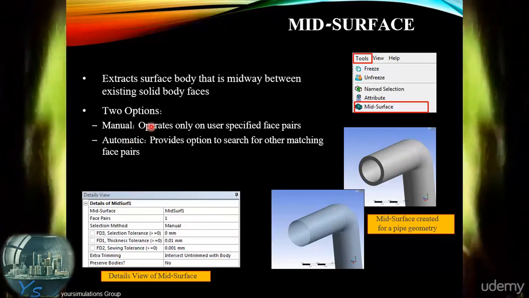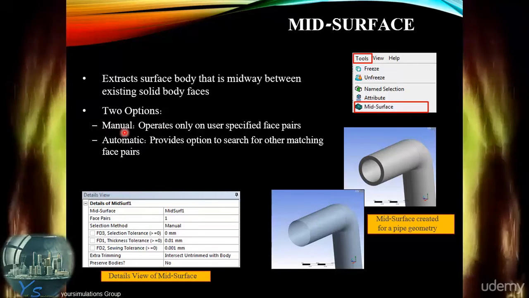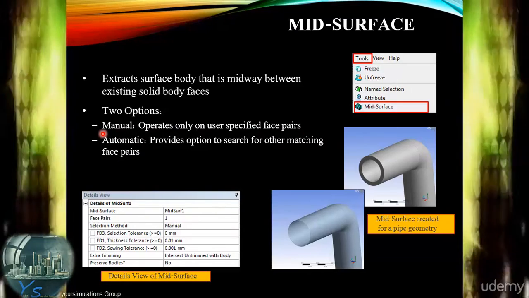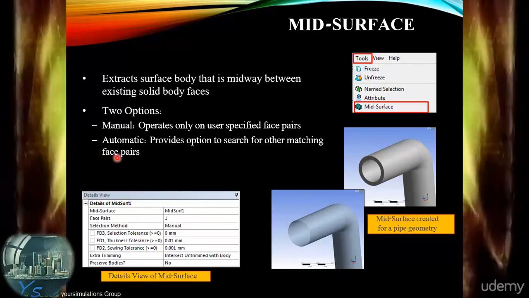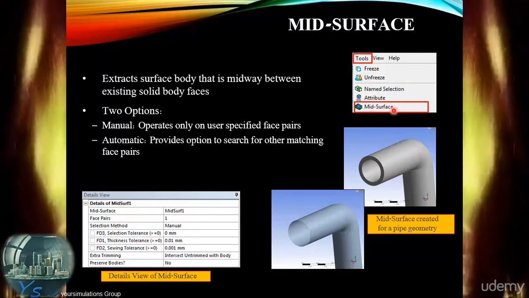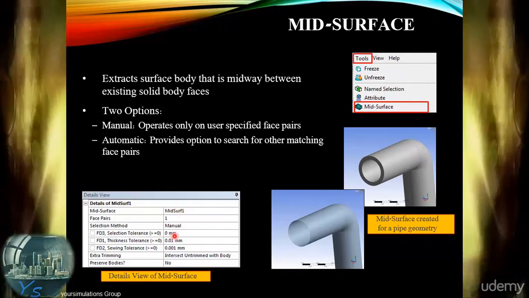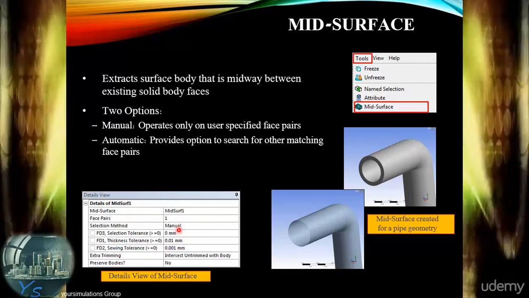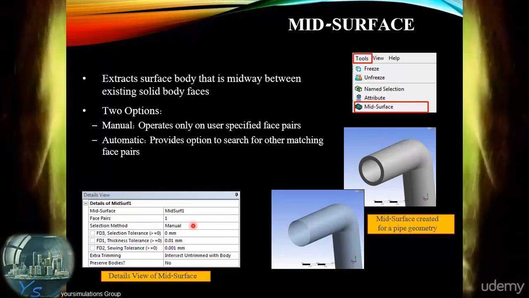Okay, so there are two different ways of defining the mid-surfacing approach. Either a manual approach, which operates only on user-specified face pairs, or we can apply an automatic approach where it tries to automatically define the face pairs to be used for the mid-surfacing. Now, when we create a mid-surface from Tools and Mid-Surface, we will see some detail options appear on the bottom left-hand side of the Design Modeler screen, and this allows us to edit some of the tolerances and also select face pairs where needed, depending on the selection method in question. We'll see some of that in the following slides.